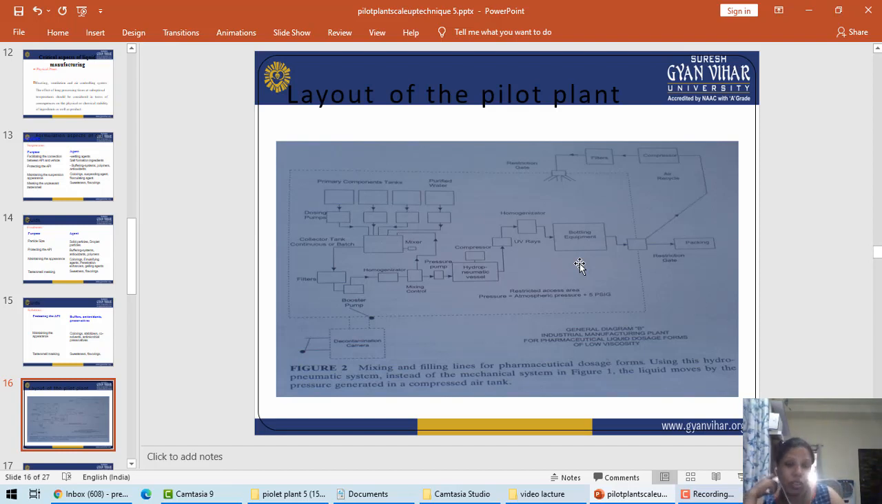So in this, what we used to do, we used to take large size tanks, and in the tanks we used to do the mixing and all things. Okay, so this is again a very simple process. So you can see and understand this process.